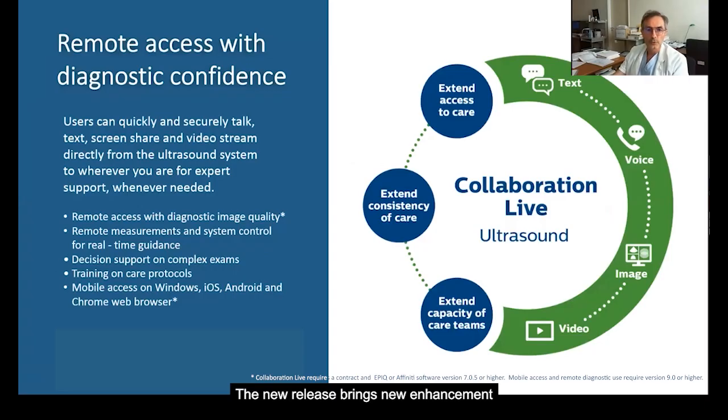The new release brings new enhancements to Collaboration Live. Two control statuses have been added to use Collaboration Live for diagnostic use: one to check the quality of the remote monitor, and one to check the real-time network connection. With the new release, we can also do measurements remotely on the ultrasound system, and we can now access Collaboration Live with another browser like Chrome, Android, and iOS, in addition to Windows.